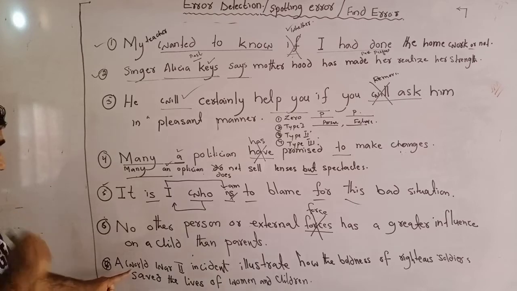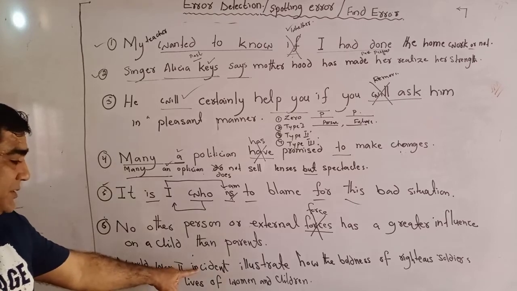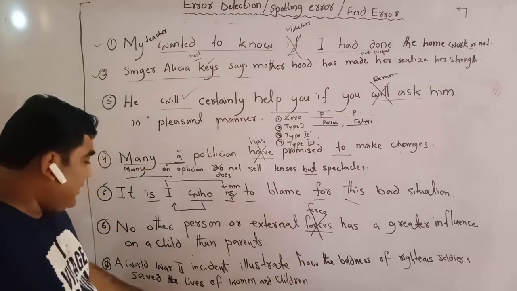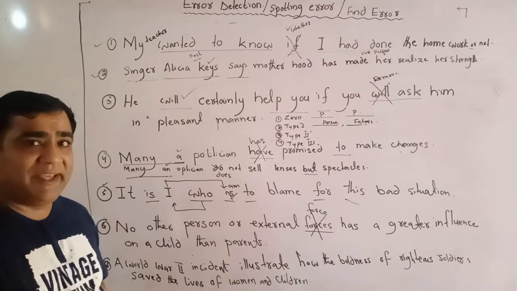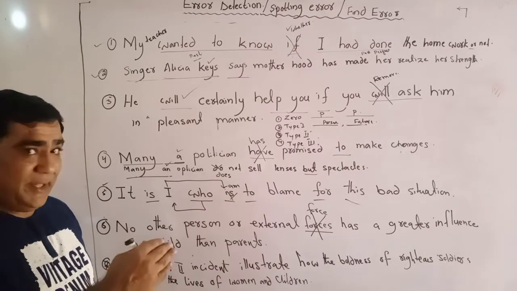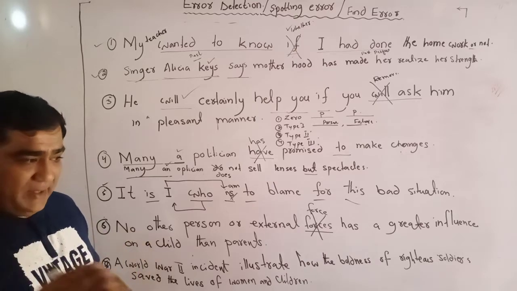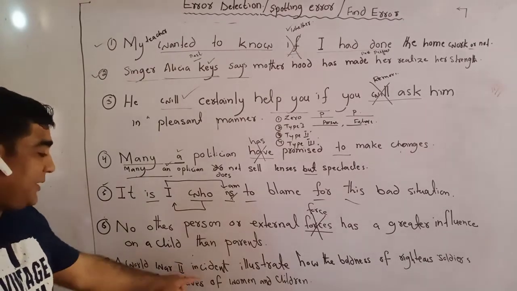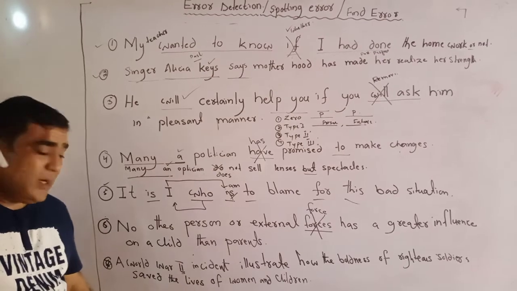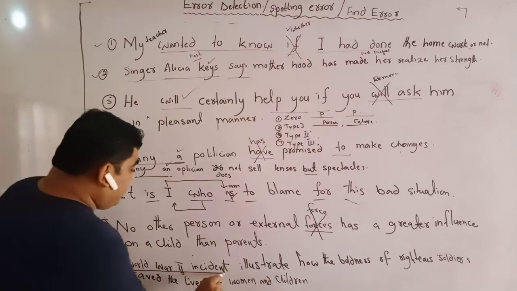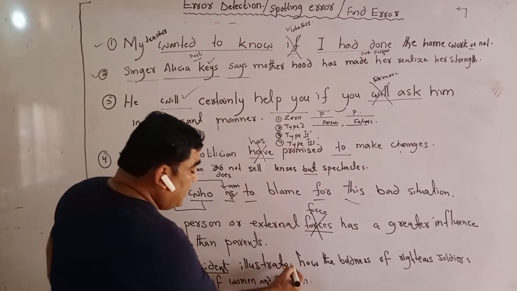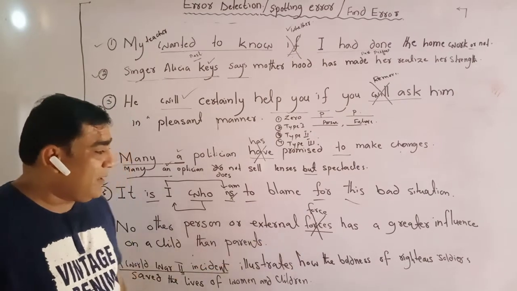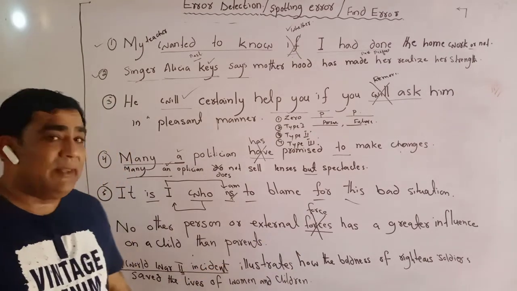Now coming to the last one: a World War II incident illustrate how the boldness of righteous soldiers saved the lives of women and children. Find out the mistake here. It is the same as we have discussed in the previous discussion of the proximity between subject and verb agreement. The World War II incident. This "II" does not mean plural, but the whole term is used as a singular one. We put here what? Illustrates. This is the mistake. Illustrates how the boldness of righteous soldiers saved the lives of women and children.